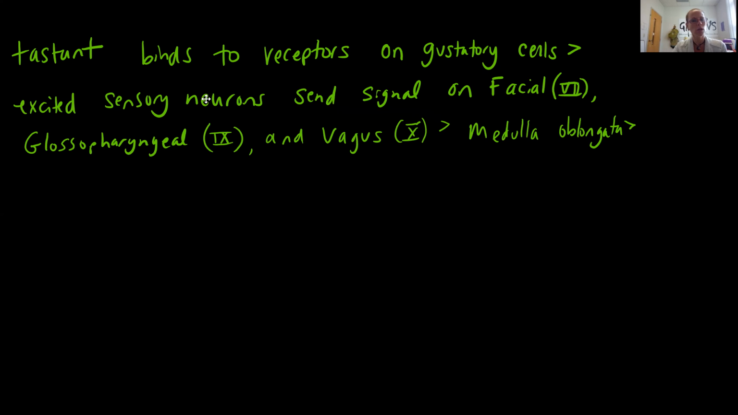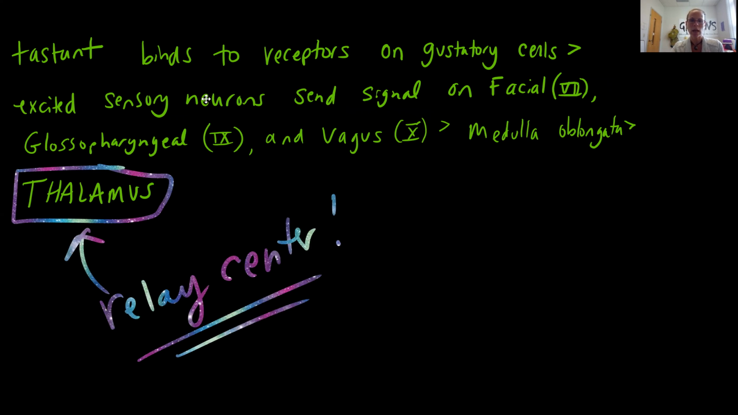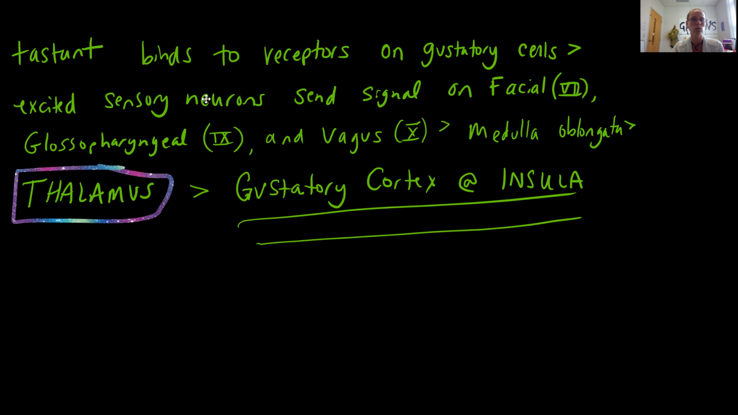These cranial nerves are going to come in to the medulla oblongata and go to the thalamus. The thalamus is our relay center. So now we're going to see that pattern with all of our remaining special senses, that these sensations are going to go to the thalamus and then be relayed on to the cerebral cortex. In the case of gustation, the processing center is called the gustatory cortex, and it's located at the insula lobe, which is a structure that we did study as part of our cerebrum in AMP1.